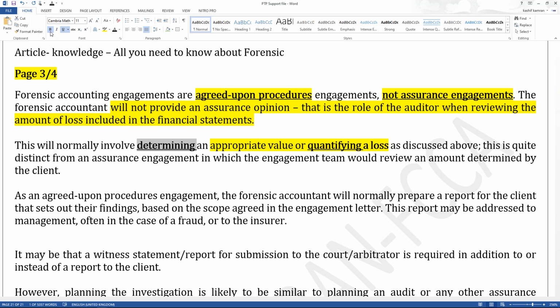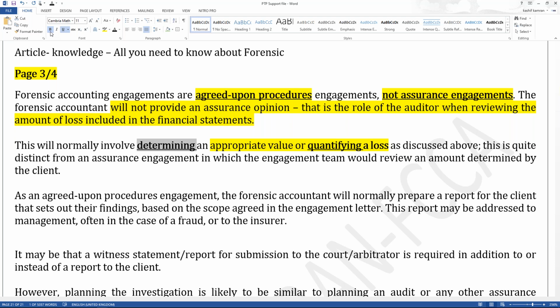Forensic. In the audit, you just review the amount which the management has developed. So who prepares the financial statement in the audit? The management. And when you go to the audit, you just perform a review of the financial statements prepared by the management. But when you are performing a forensic investigation or a forensic accounting or a forensic audit, you need to do it from zero. You need to determine the loss yourself.